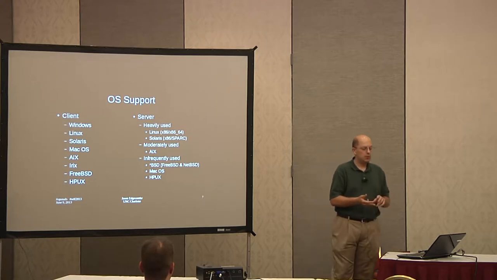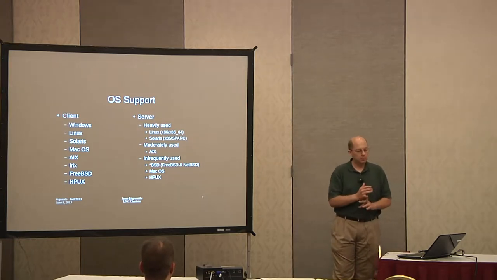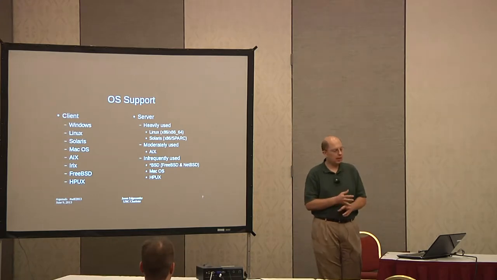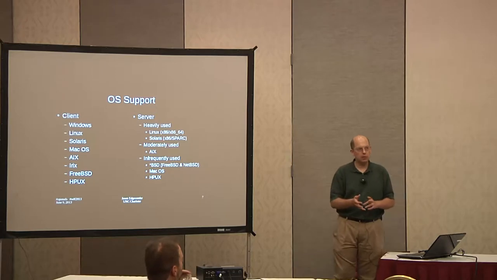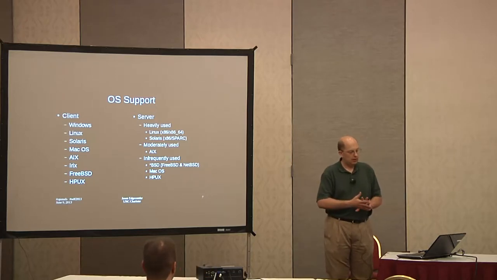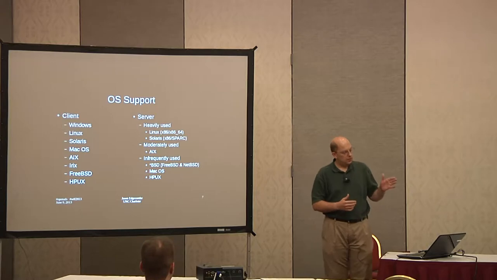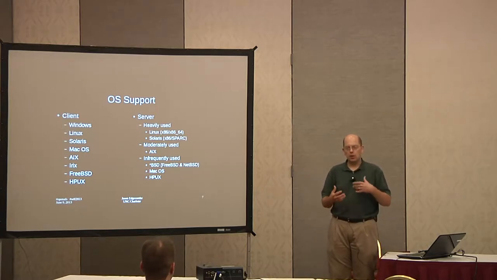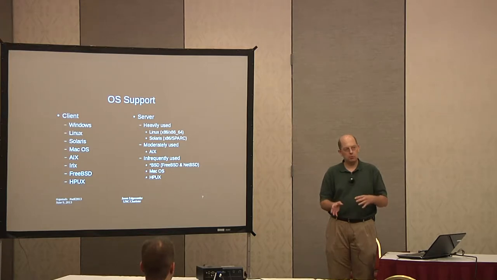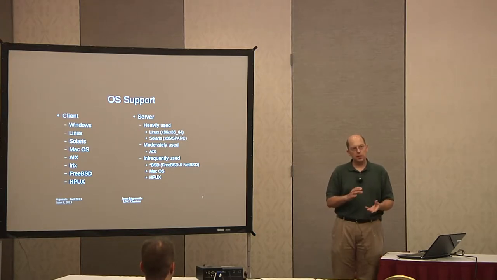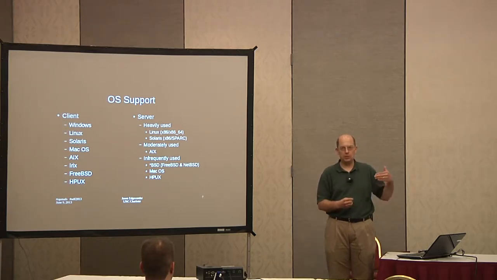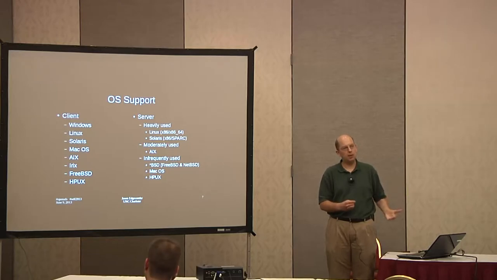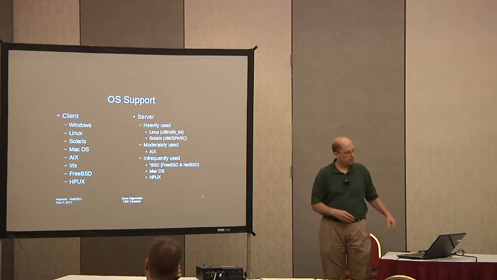The server, the heavily used ones are obviously Linux and Solaris. We've got some people using AIX, and we've also got some people, not quite as well tested, running macOS servers and HPUX. The trick about the server is the server processes are fairly portable, and by that I mean they're just a normal Unix environment. The client is more challenging because it normally has kernel hooks because it actually installs itself as a network file system. So that's where things get a little crazy.